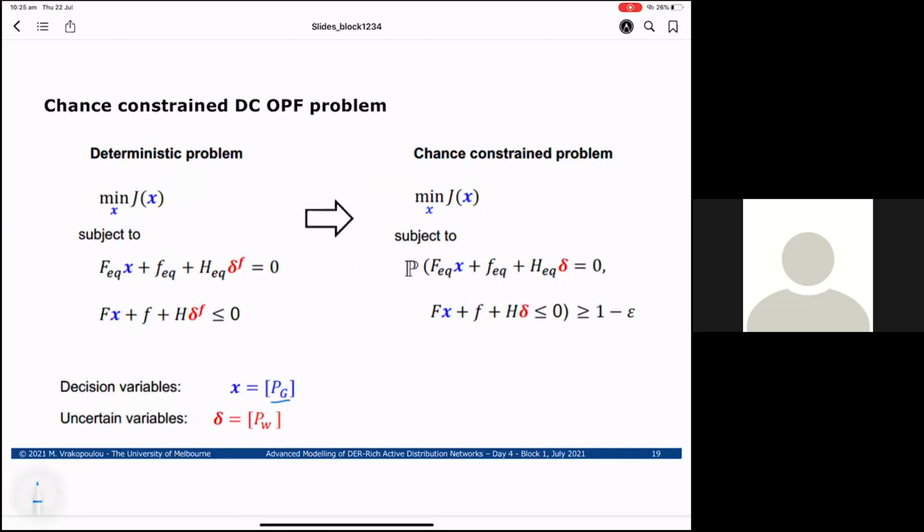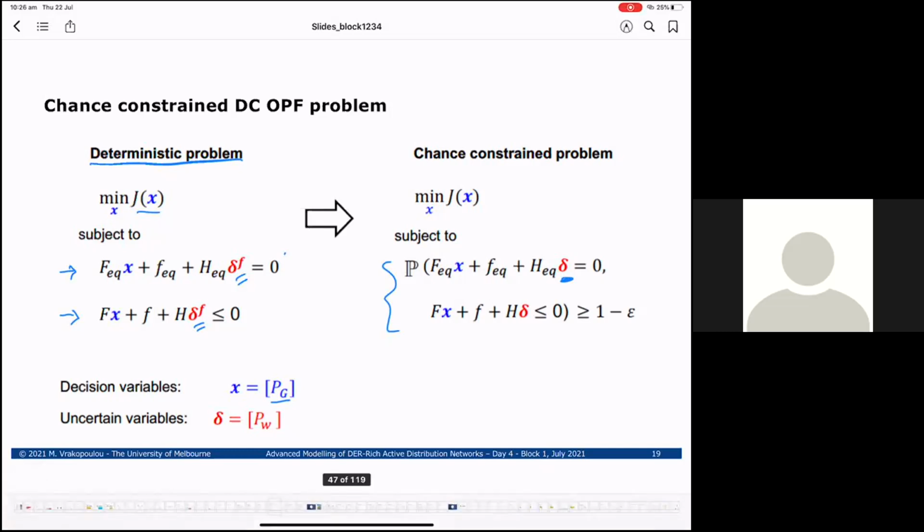So this is a very simple, if you see the deterministic problem, it should be a very simple DC OPF problem, where you have the generation cost to minimize. You have the equality constraints over here, and your inequality constraints. Here you see I kept this delta F a bit separate, because you will see the connection with the chance constraint problem. So the delta here is the uncertainty that we have, and we have translated these constraints to this chance constraint formulation.